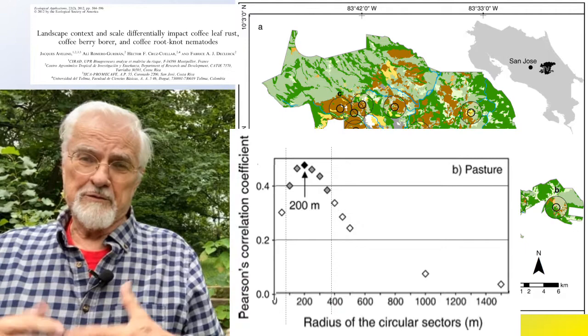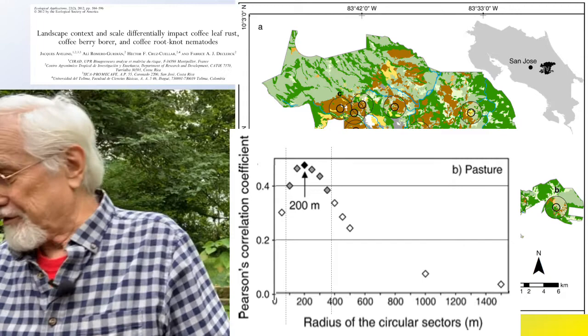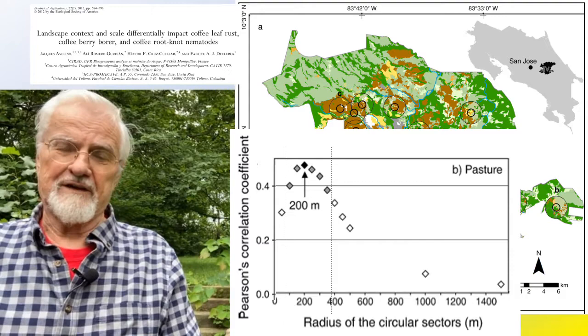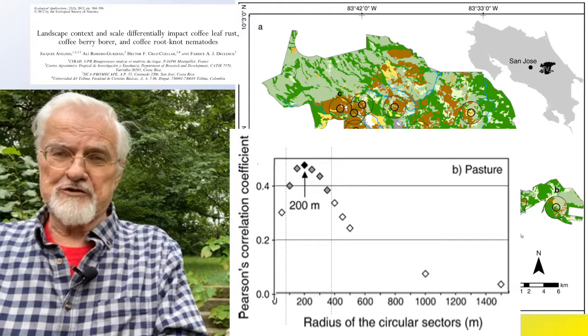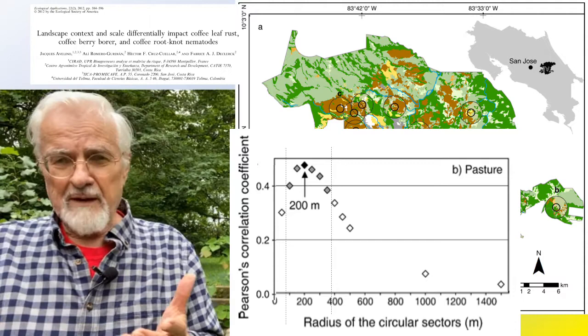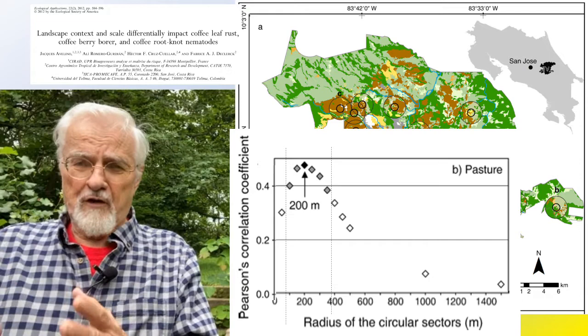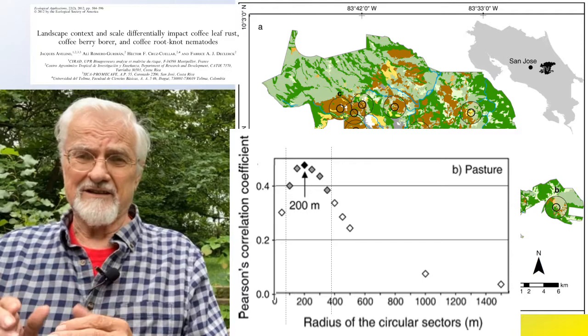This is just for pasture. When you say pasture here, it's very similar for sun coffee. So you could think of this graph as representing sun coffee and pasture together. Okay, that is a deforested area. And somewhere between 50 meters and 380 meters or so, those triangles that are shaded indicate results that are statistically significant.